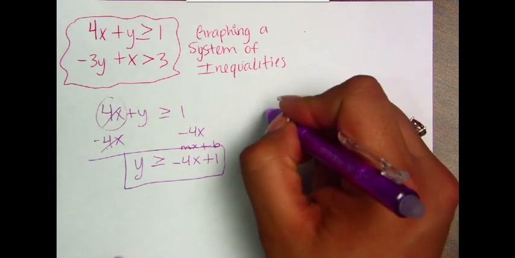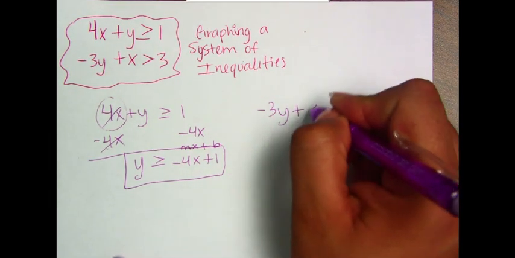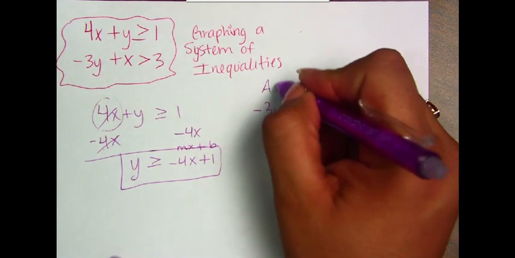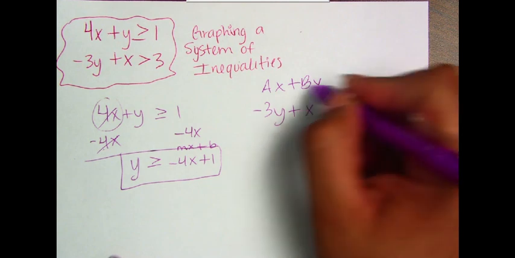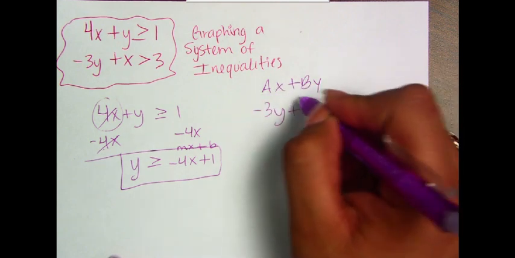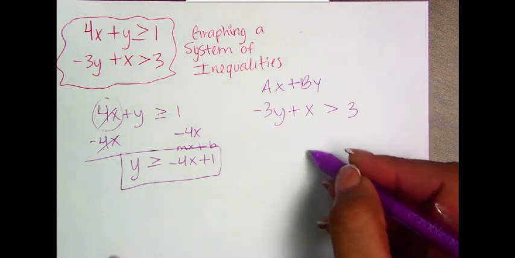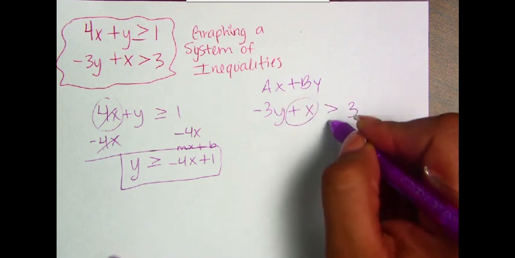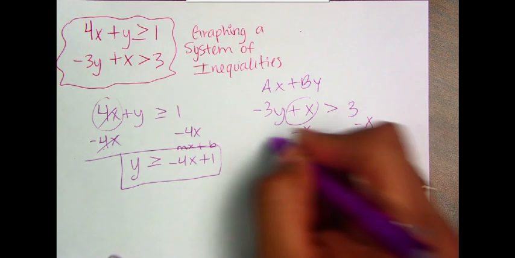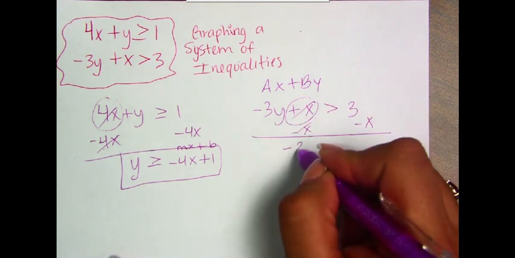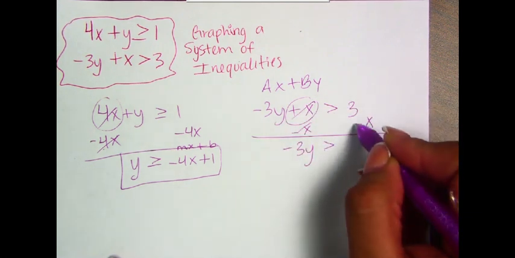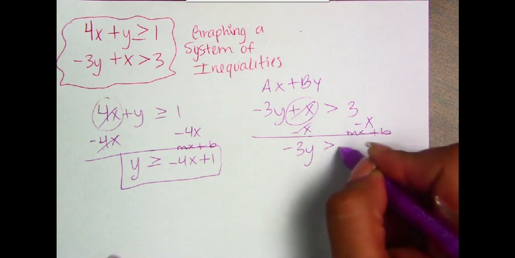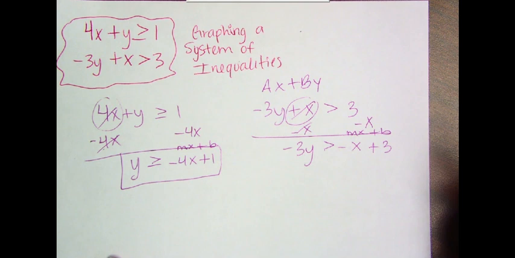Okay, so for the next one, I'm going to have negative 3y plus x greater than 3. This one is not necessarily in standard form because standard form tends to have the x term first, but it doesn't matter because the goal is to have the y by itself. So that means that this x does not belong on this left side. So we're going to subtract x from both sides, bring down negative 3y, and rewrite these two terms in terms of mx plus b. So the negative x goes first, followed by positive 3.